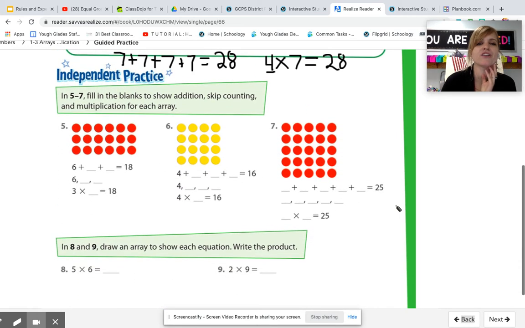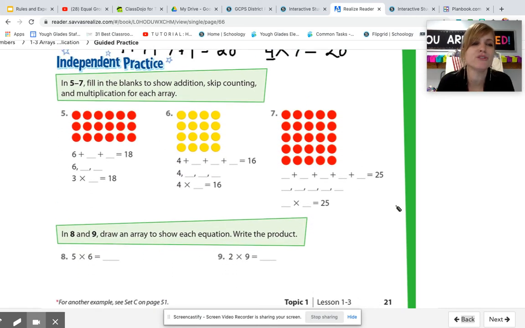Let's look down here at your independent practice that you are going to be doing today. It says fill in the blanks to show addition, skip counting, and multiplication for each array. I will check this when you come to school. Some of you on Thursday and Friday, and some of you I will see Monday and Tuesday, and some of you I will see eventually. So I will be checking your math books.